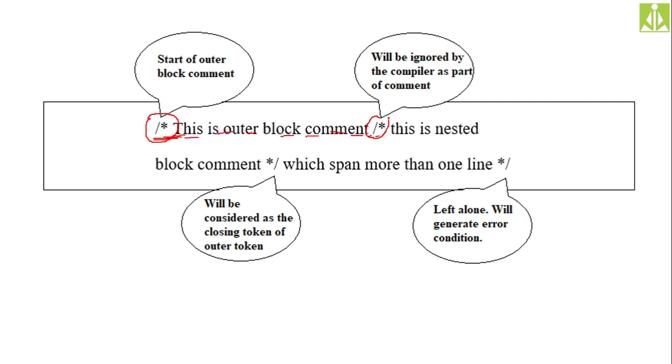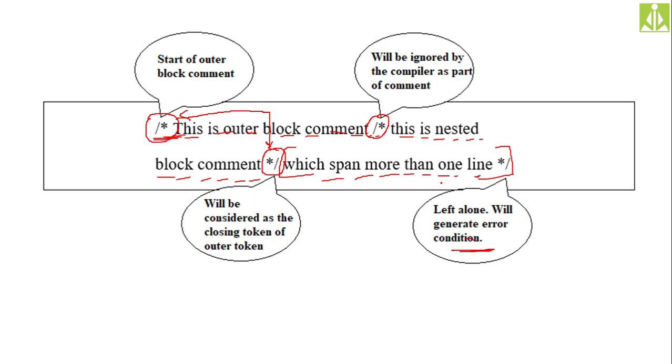This symbol also will get ignored by the compiler. This will also be ignored by the compiler. This will also be ignored by the compiler. When it sees this end token, it will consider this end token as a pair to this start token. And whatever we are writing after that, this extra thing, is not following C language syntax, so it will generate an error condition. So from here to here, whatever we kept will generate an error condition.